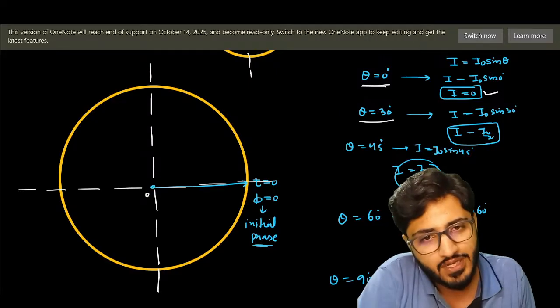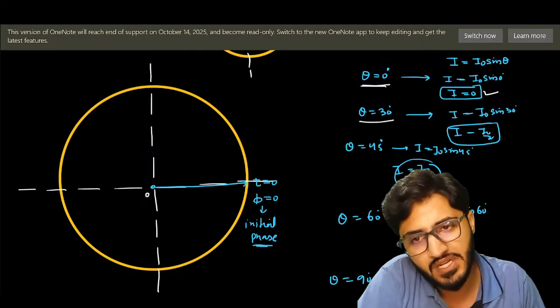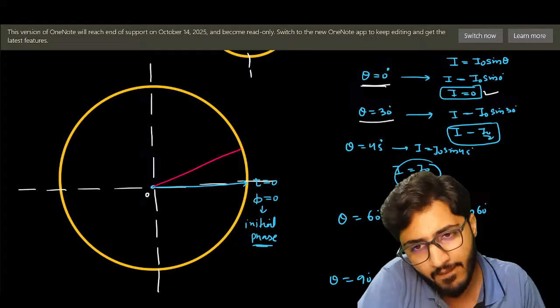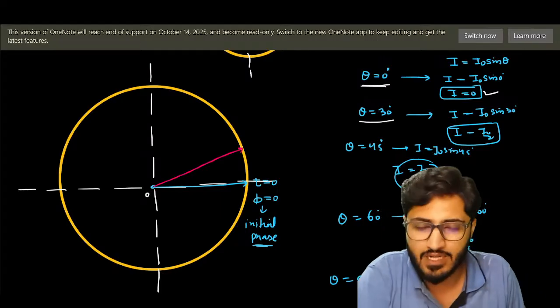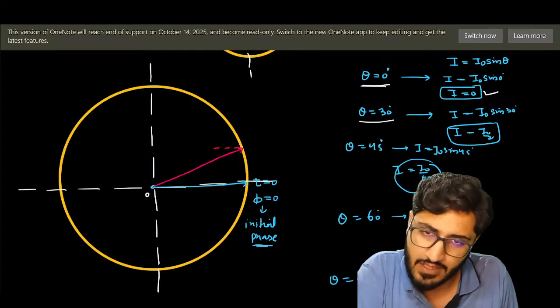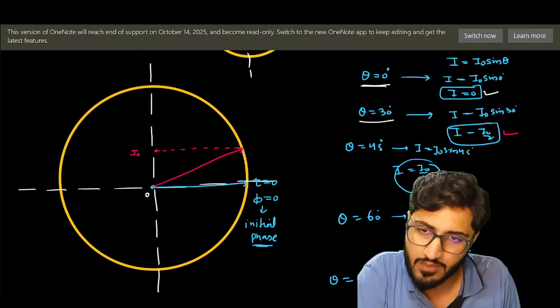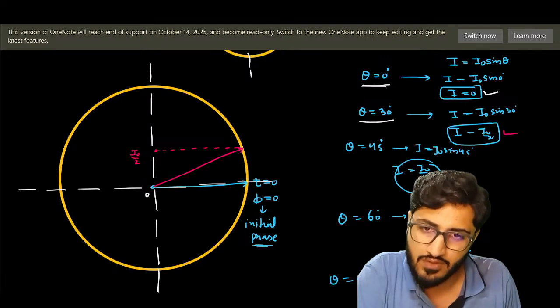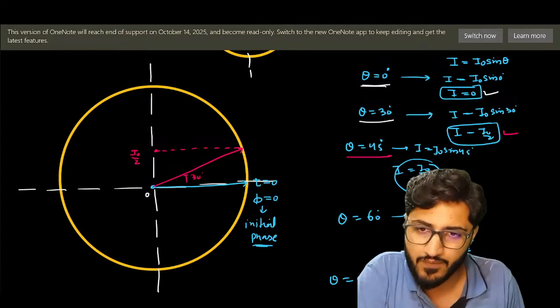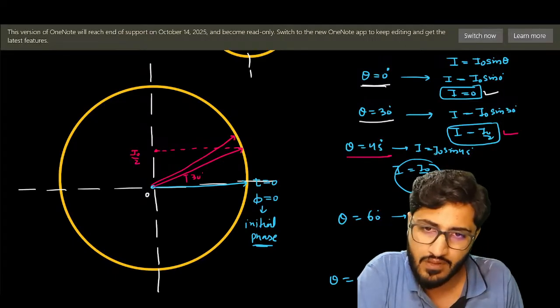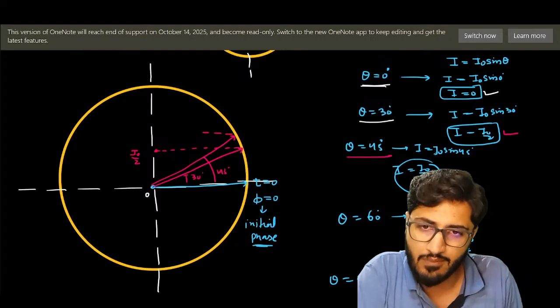Now if theta is 30 degree, this is my 30. If theta is 30, its projection would be somewhere here, no? Its projection is I naught by 2. This angle is 30 degree. If it is 45, this angle is 45 degree. So its value came out to be how much?